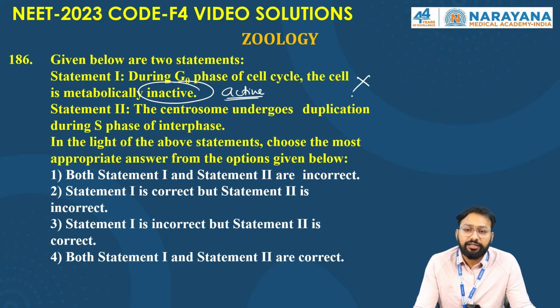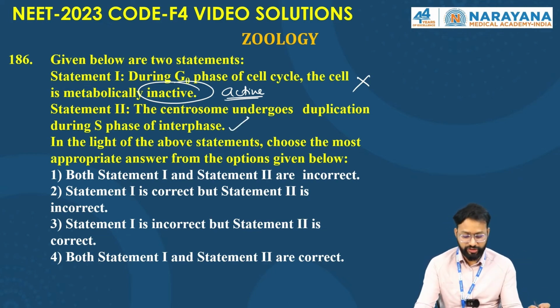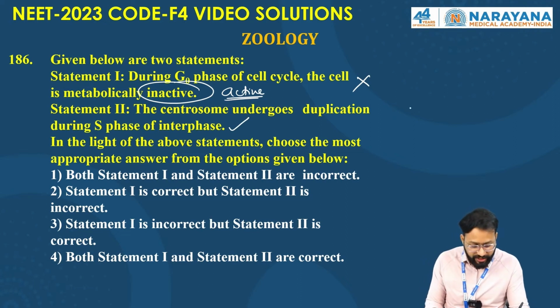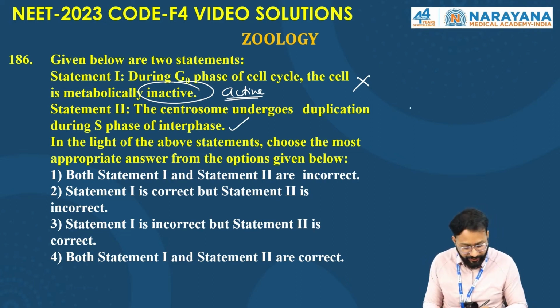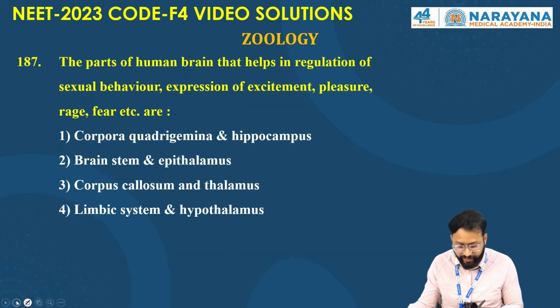Statement 2 states that the centrosome undergoes duplication during S phase of interphase, which is helpful for the nuclear division and all. So it is a correct statement. Statement 1 is incorrect, statement 2 is correct, so option 3. Moving further to the next question.